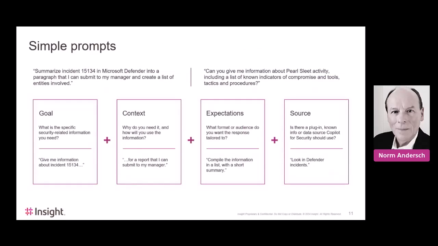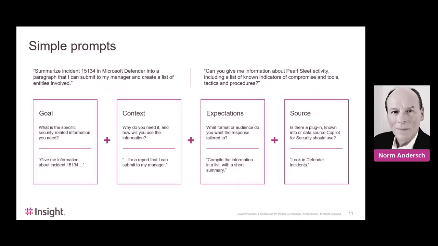Now, when you think about what I just showed you, think about the simple prompts. When you make a prompt, there are 4 categories of things that need to be answered when you build your prompt. The first one is a goal. What is the specific security information you're looking for? In this case, it's give me information about incident 15134. The other one is a context. Why do you need it, and what will we be using the information for? For a report that I can submit to my manager. That starts to frame up what Copilot has to present back to you once it satisfies its context and data needs.